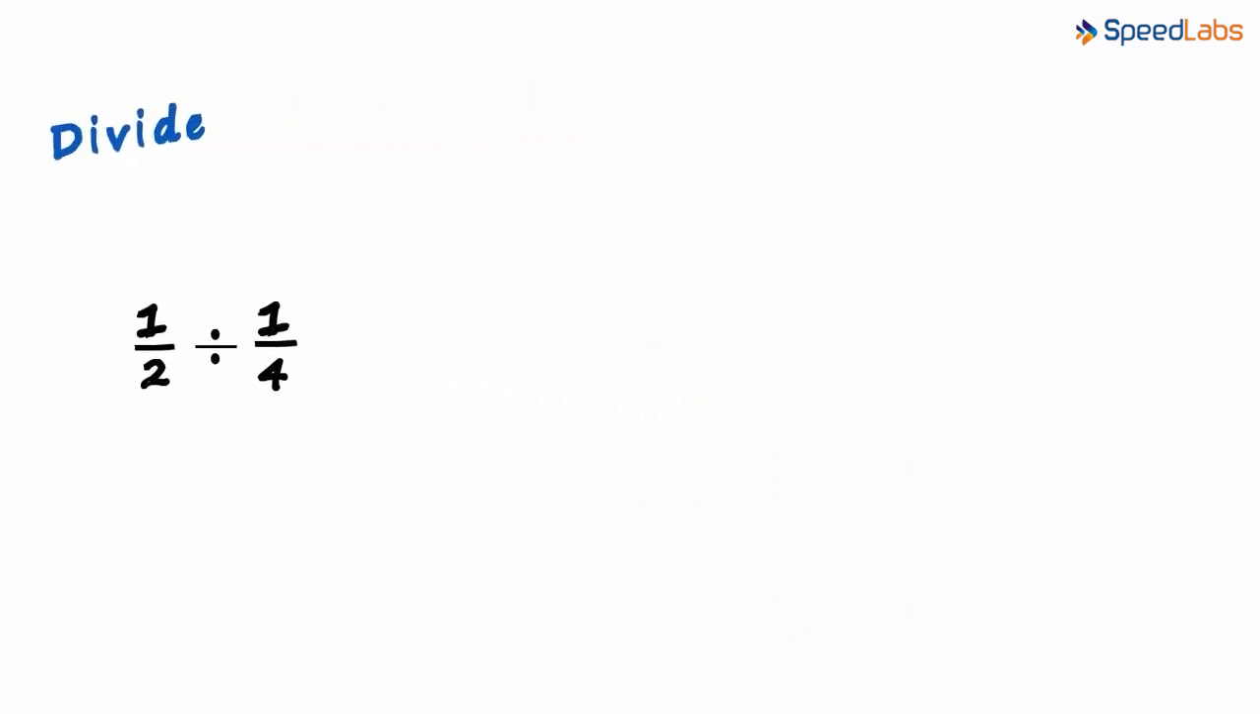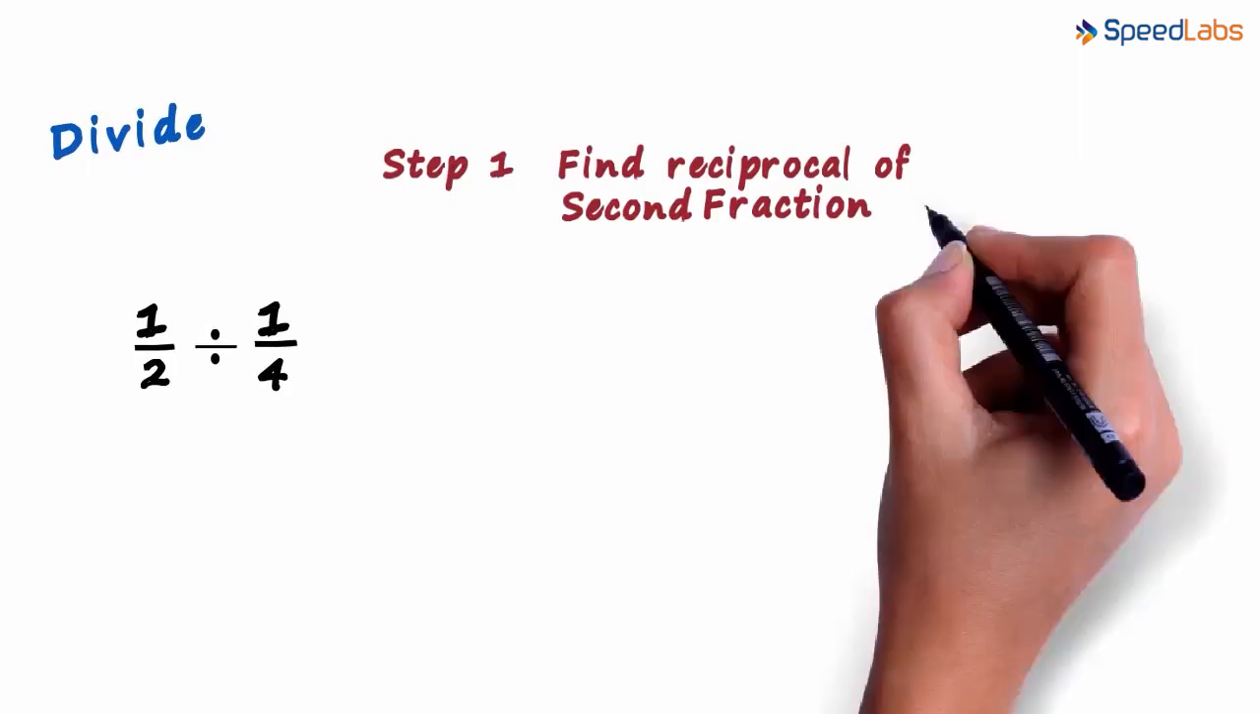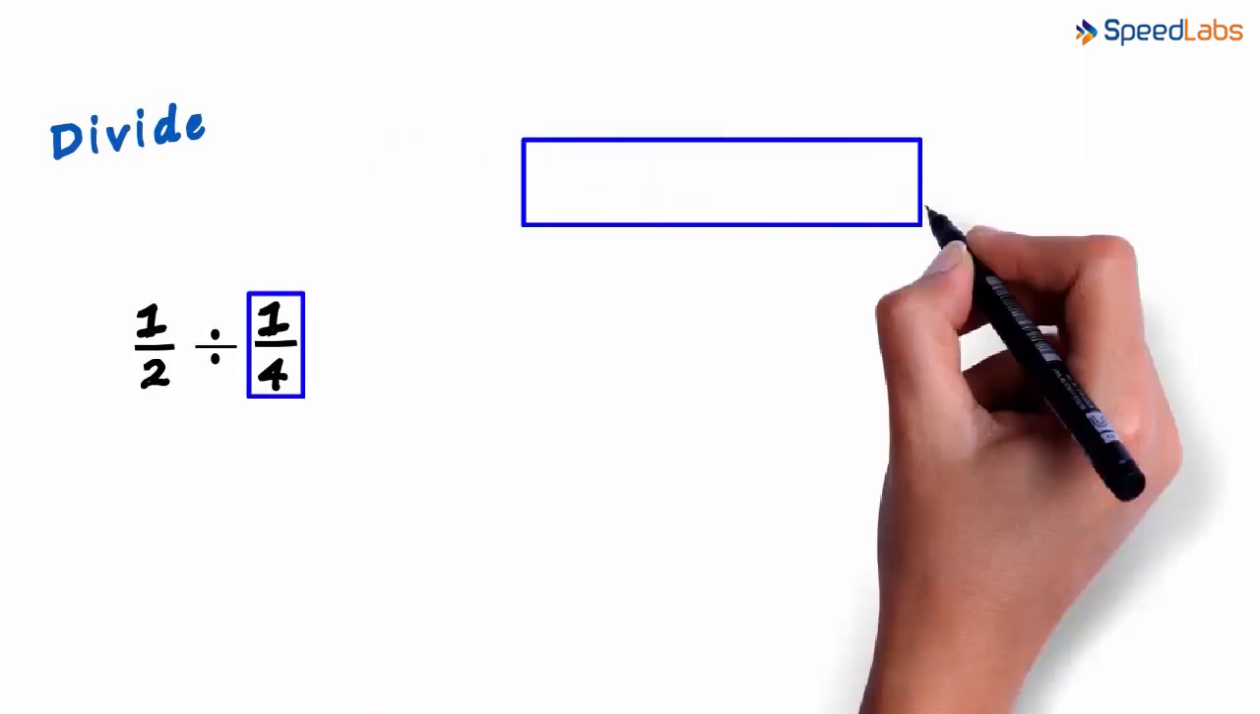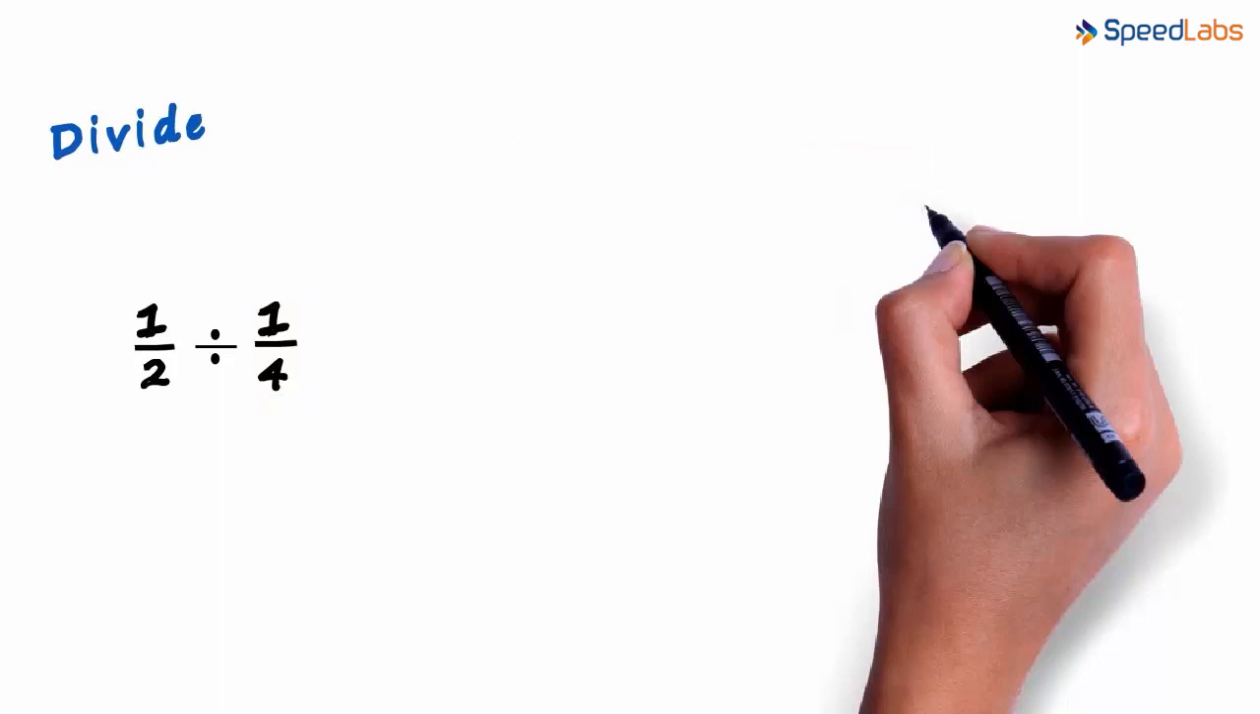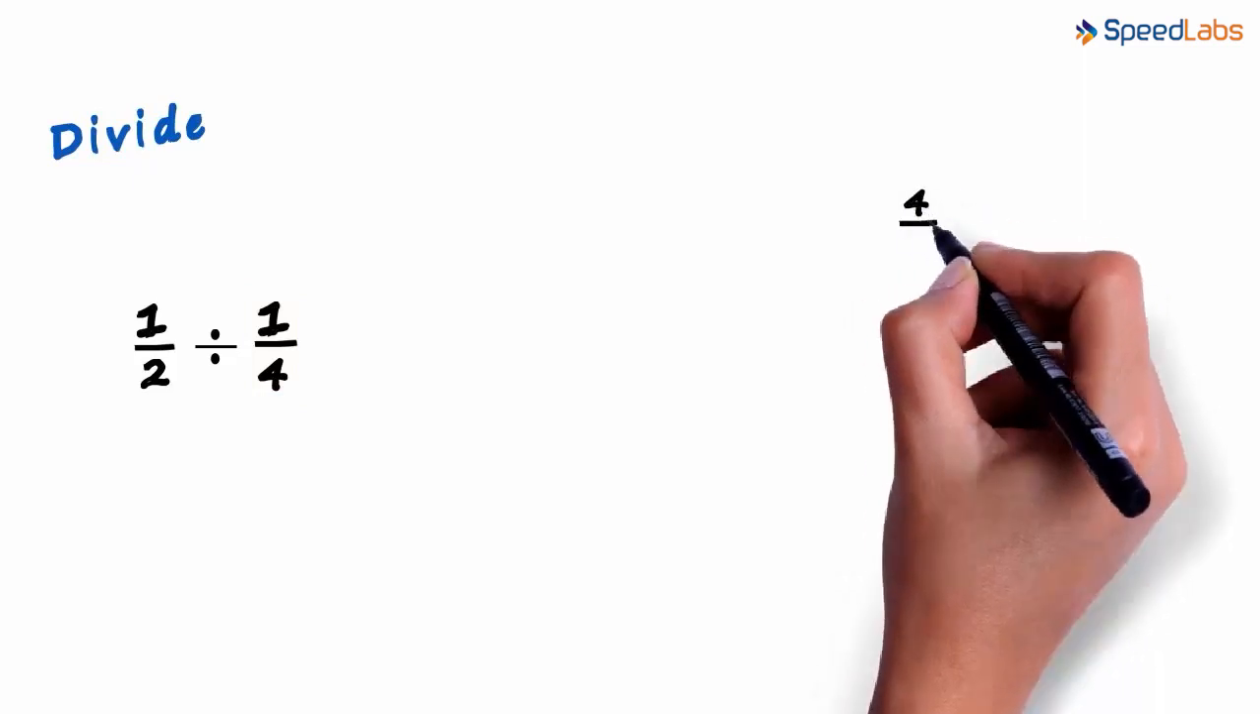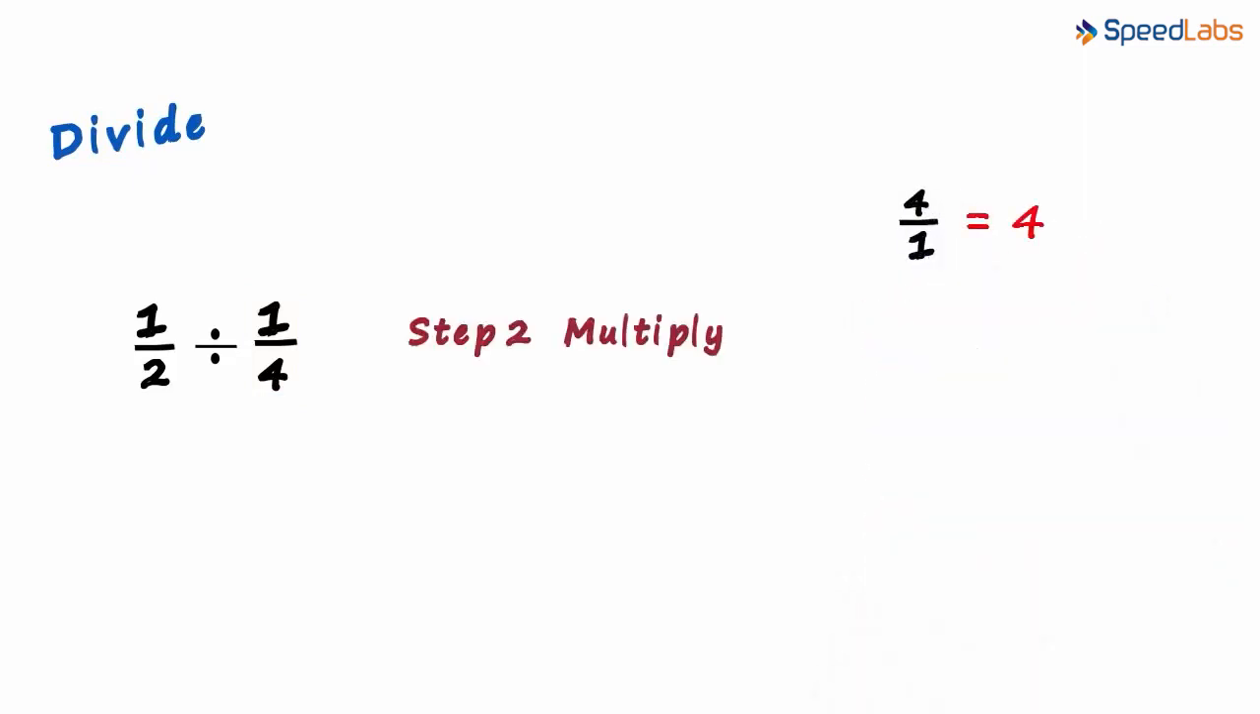In fact, the first step is the simplest. We find the reciprocal of the second fraction, which is the divisor. The second fraction in our example is 1 by 4, and its reciprocal is 4 by 1, which equals 4.